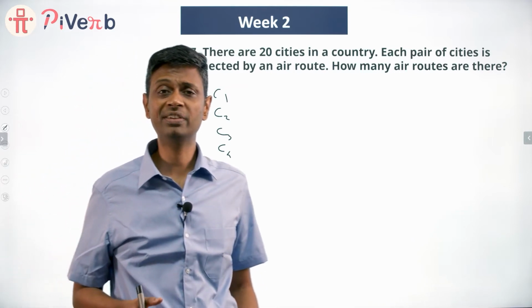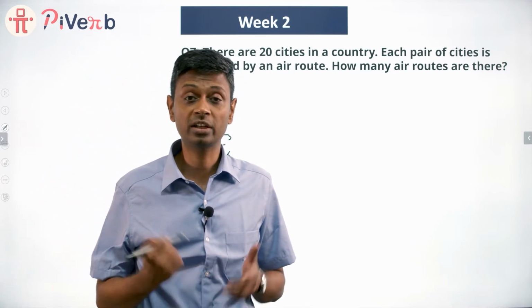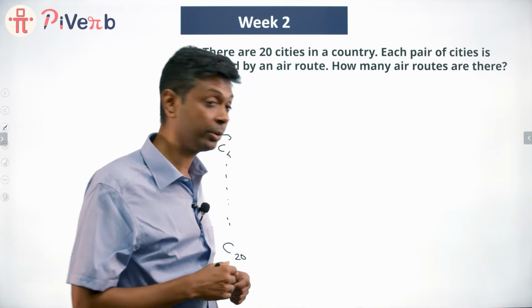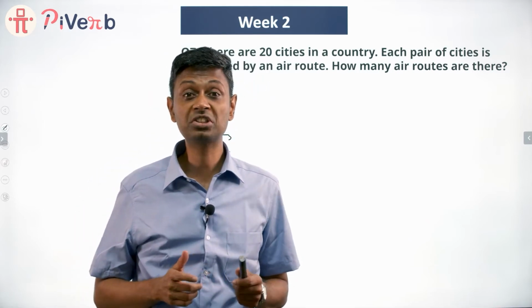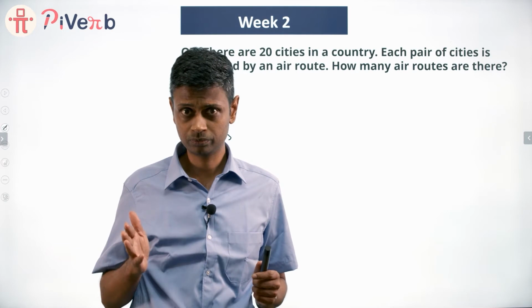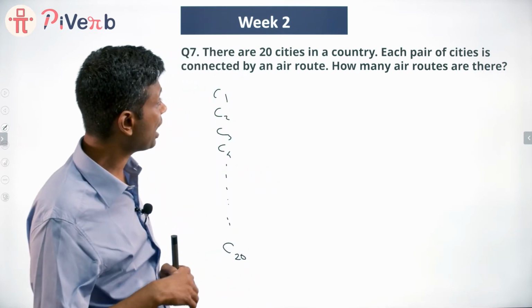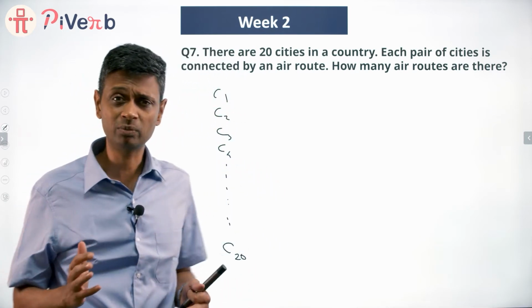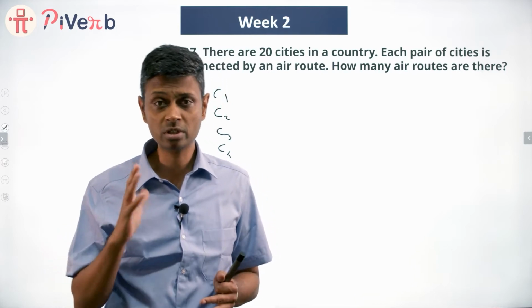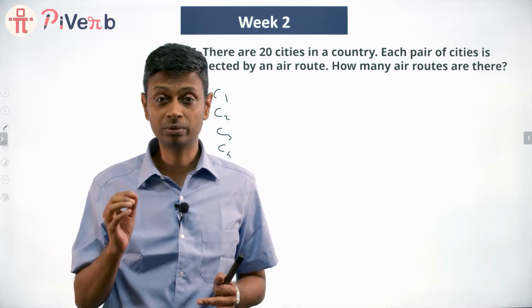So C1, C5, there's an air route. C2, C9, there's an air route. C19, C20, there's an air route. C16, C11, there's an air route. We want to count how many air routes there are. We cannot simply randomly write them. Anytime you have any of these how-many questions, you have to say, okay, let me write down a few.